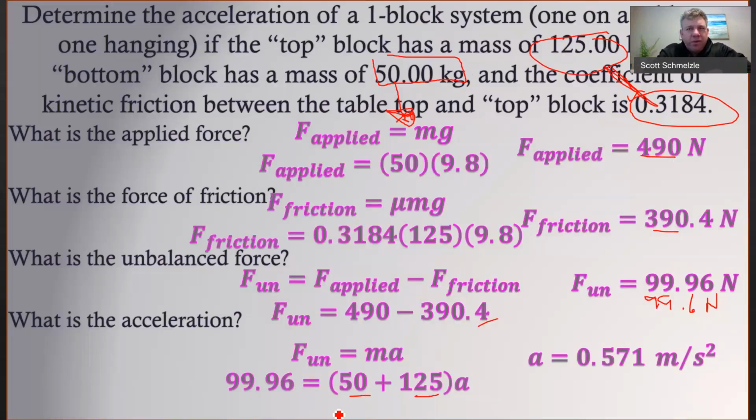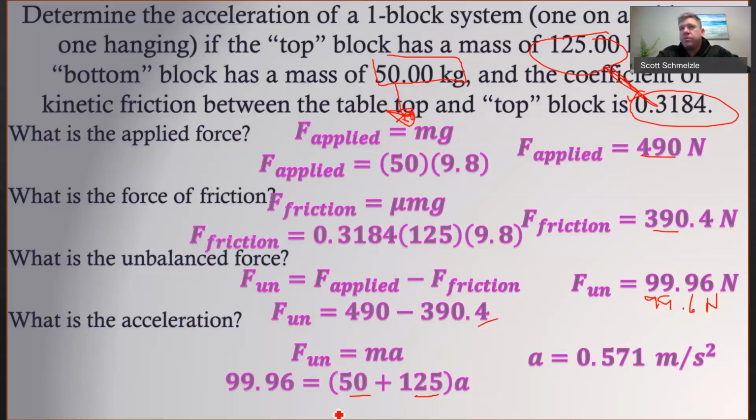Again, is it a huge acceleration? Not at all. And it shouldn't be, right? Because that top block is so heavy, it's going to take a bit of time for this thing all to get going and move, right? Now, if we flip responsibilities on this and put the 125 on the bottom, then guess what?